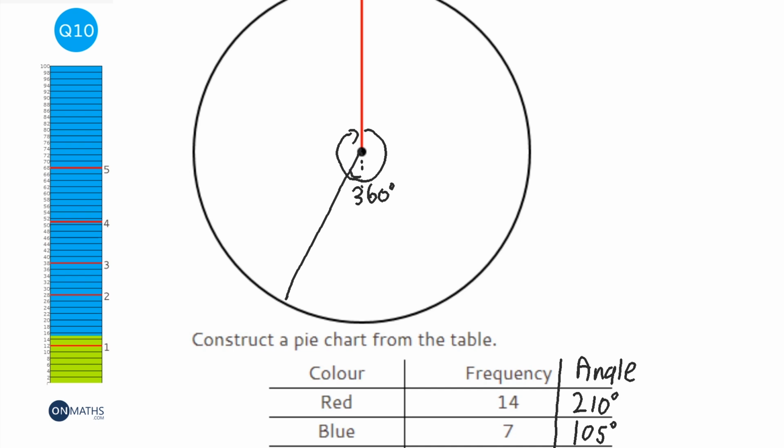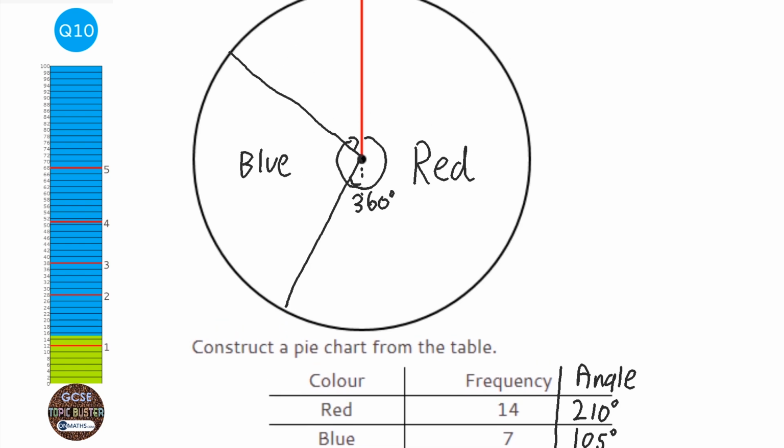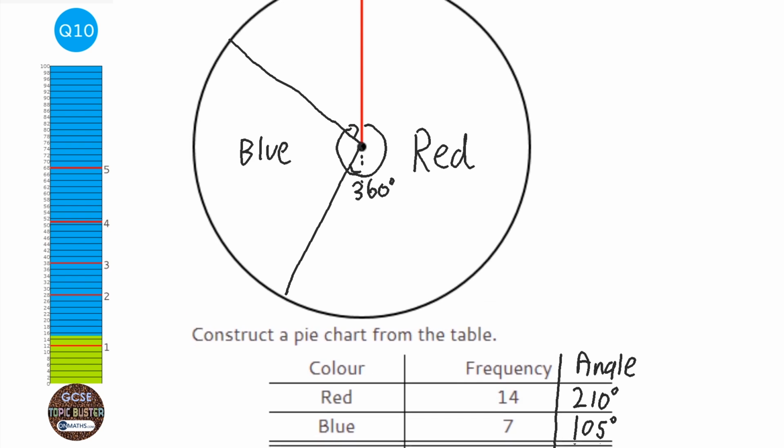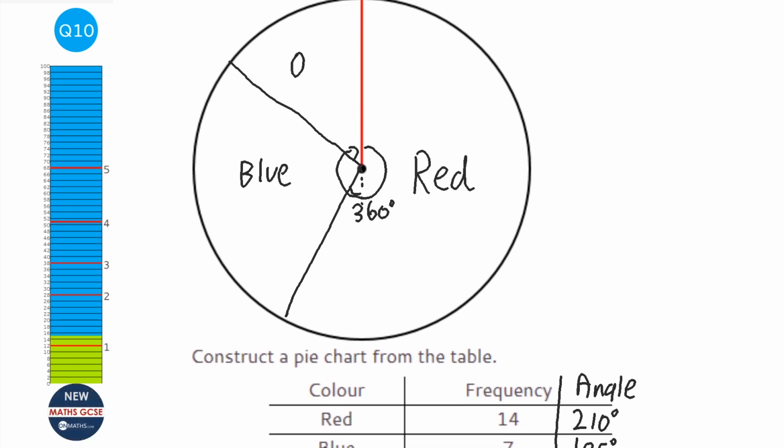And don't forget to label them, so that would be red. 105 is just over 90, and I'm just doing this roughly. I'm not even going to use a straight line to show that it's not accurate, and then label that blue, and then check that you've got 45 left over, and hopefully you do, and then label that other.